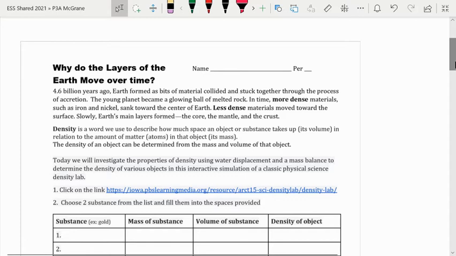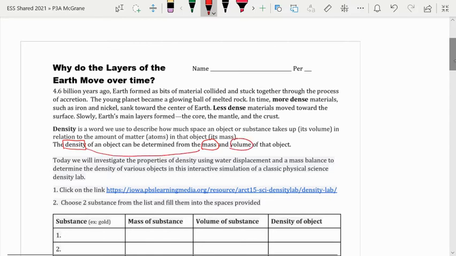So we have to look at its volume in relation to the amount of matter or atoms in that object, or its mass. So Easton was right when he started talking about this idea that it's the amount of atoms or matter that are in something. But we also have to think about its volume, which is the space it takes up. So we're going to put a box, please, around this word density on your lab. And then we're going to circle this word mass, and circle this word volume and connect the two with an arrow.